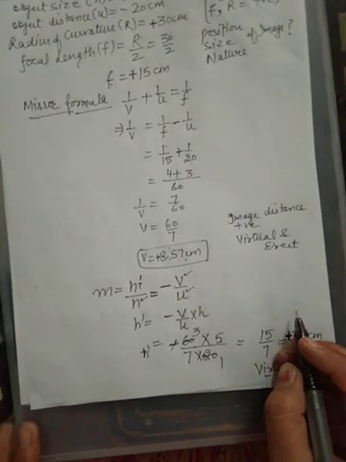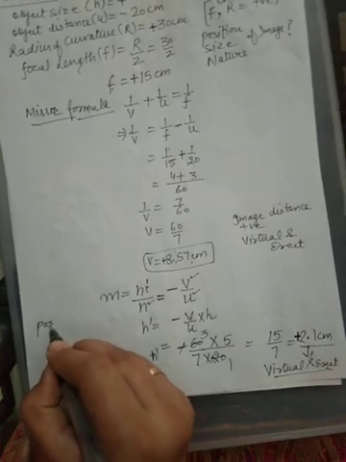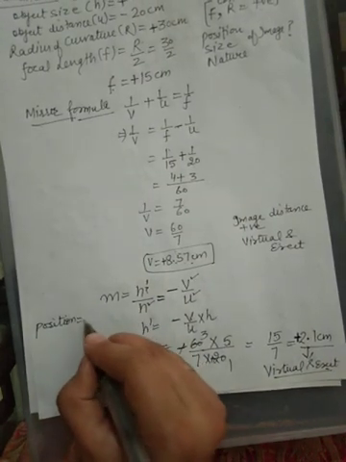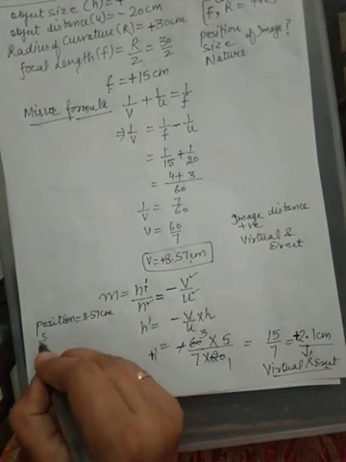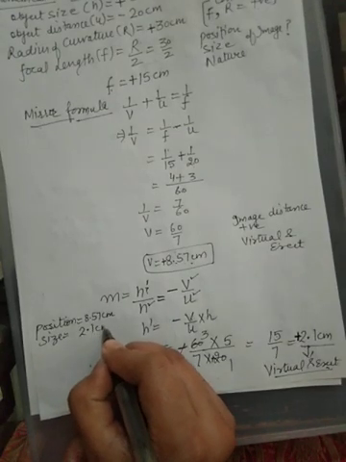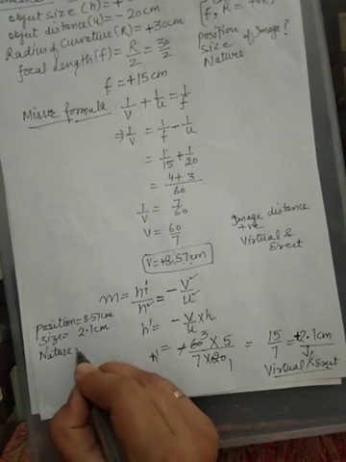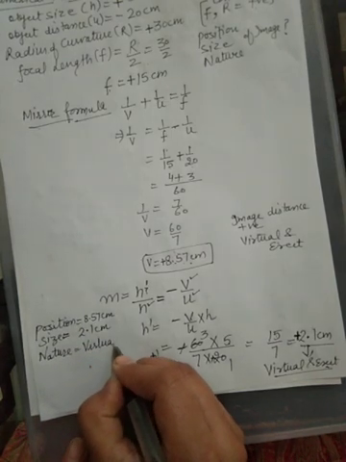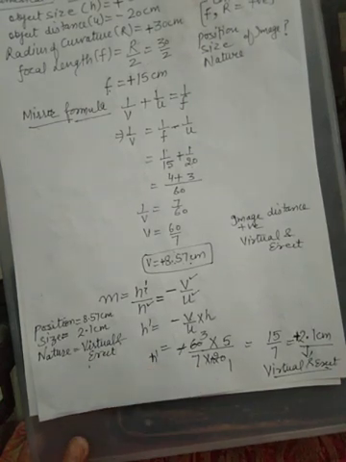Okay, now how can we write down the answer? What is position? Position is 8.57 centimeter. What is size? Size is 2.1 centimeter. What about nature? Nature is virtual and erect.